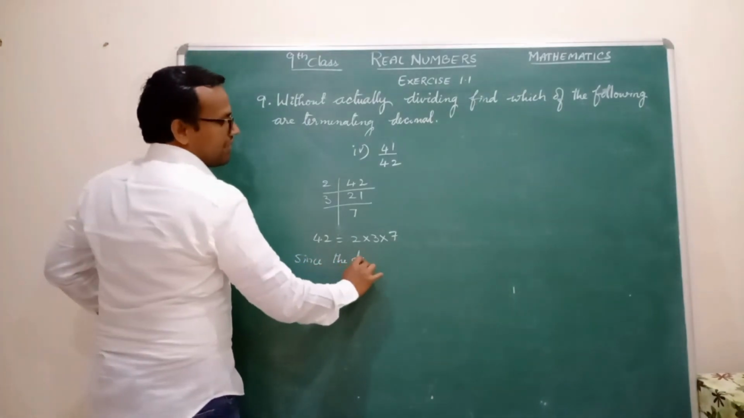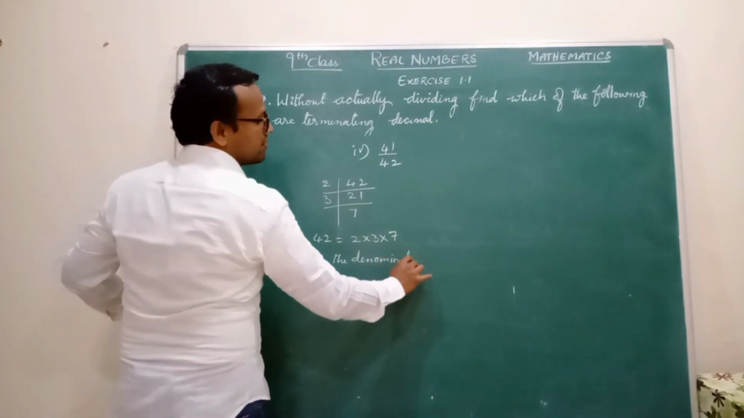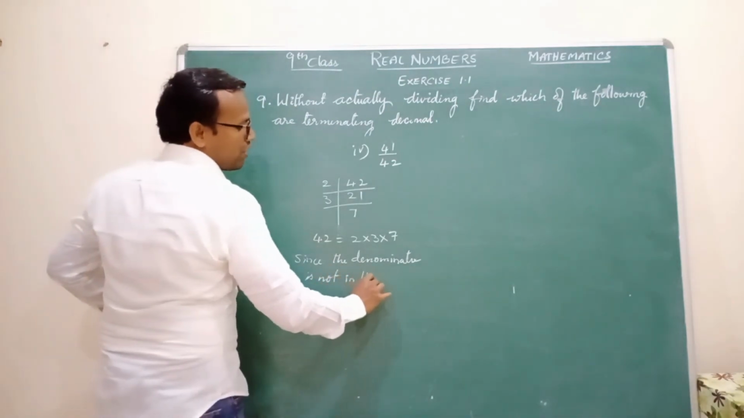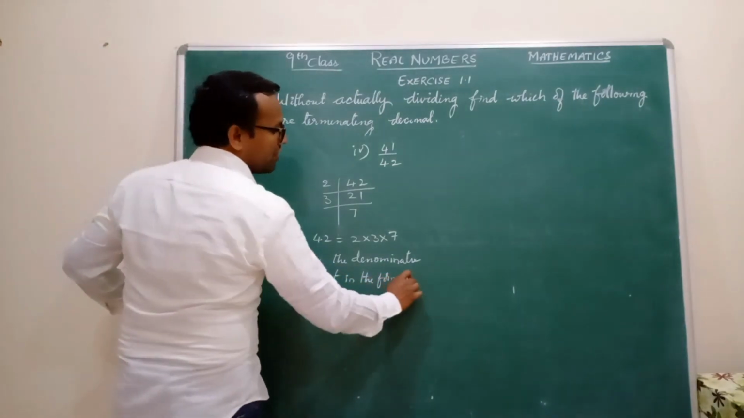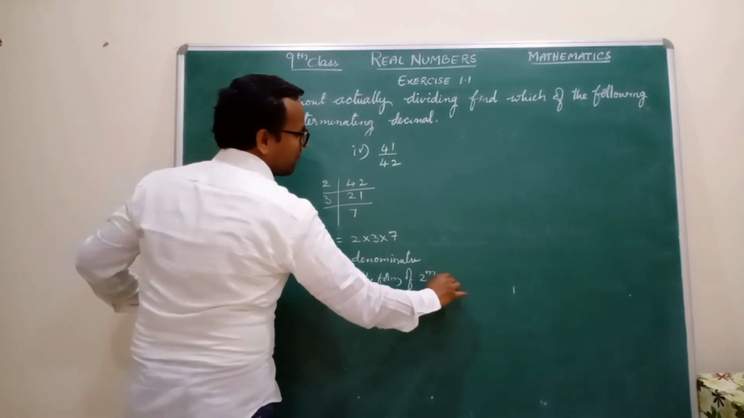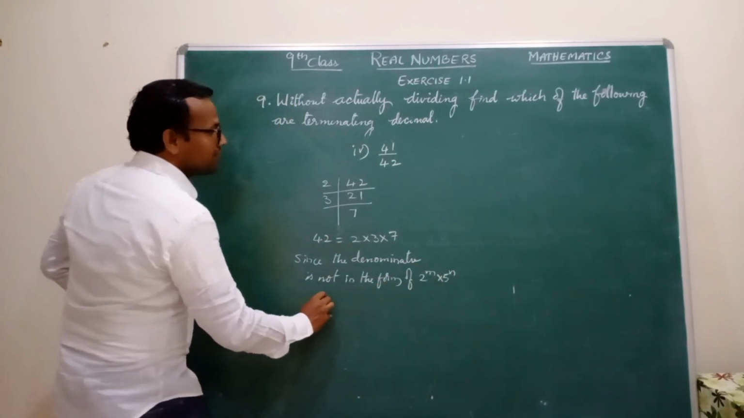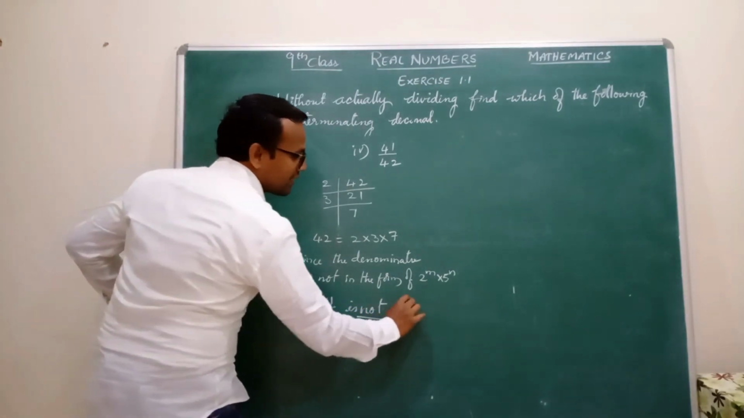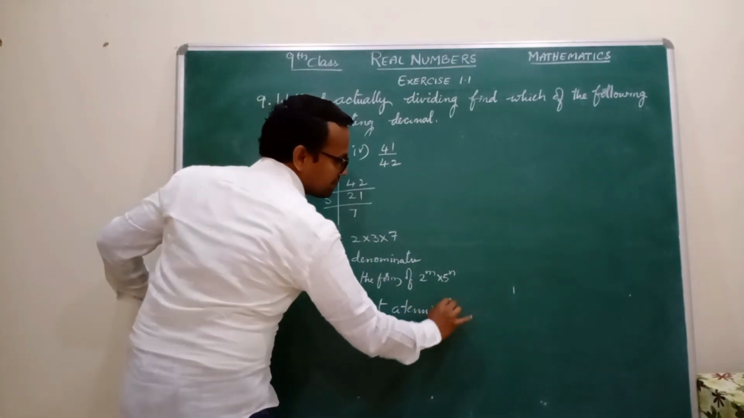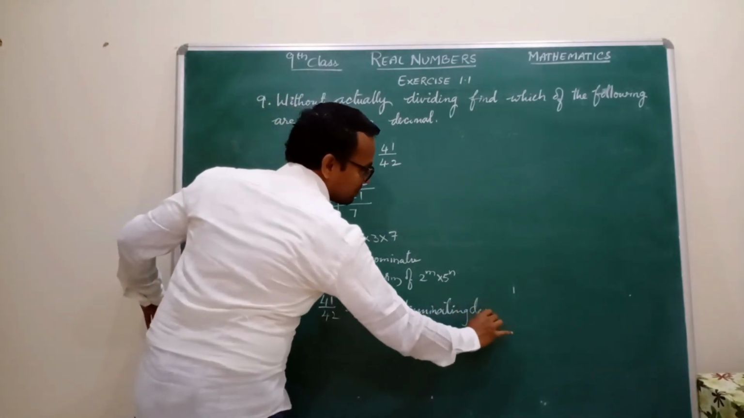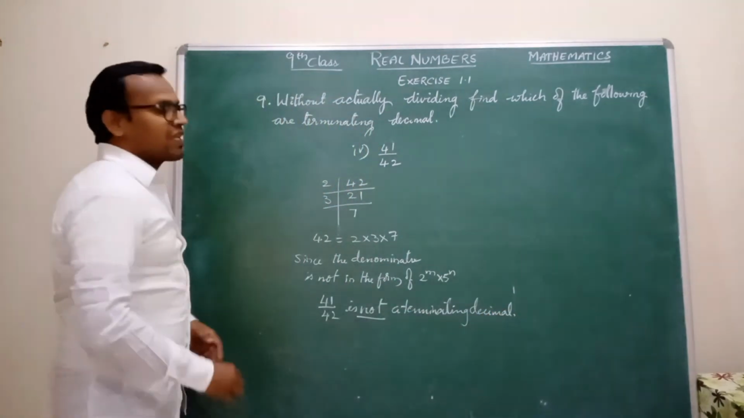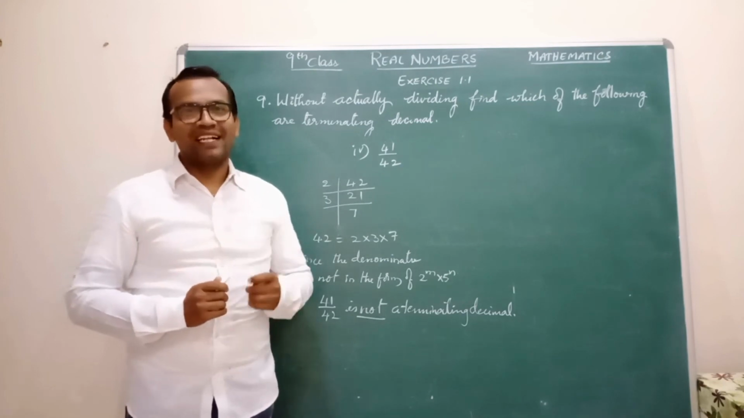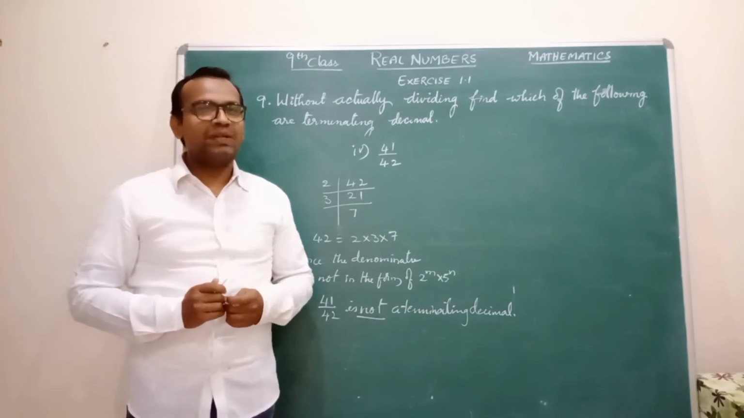So let me write the same thing. Since the denominator is not in the form of 2 power m into 5 power n, 41 by 42 is not a terminating decimal. Okay, so like this we can find without actually dividing whether the fraction can be expressed as a terminating decimal or not.